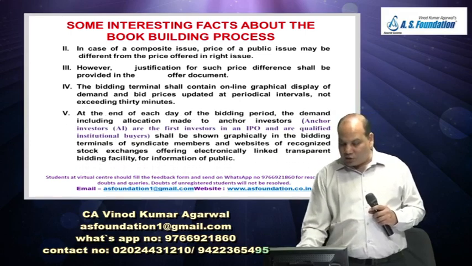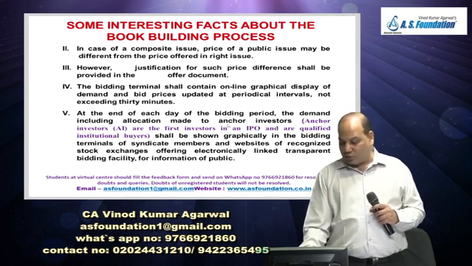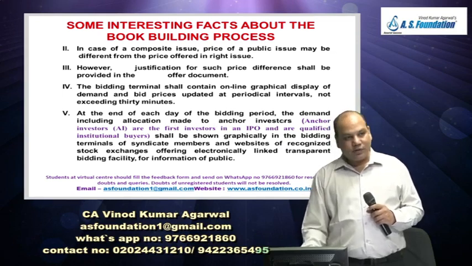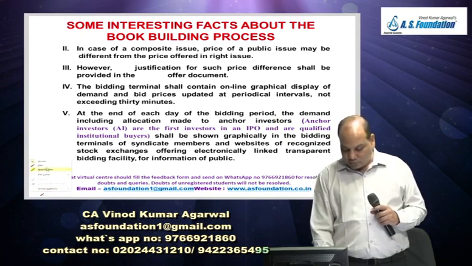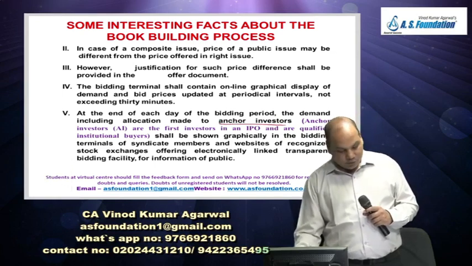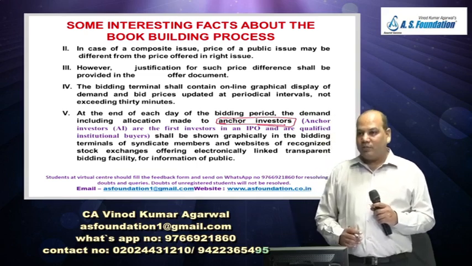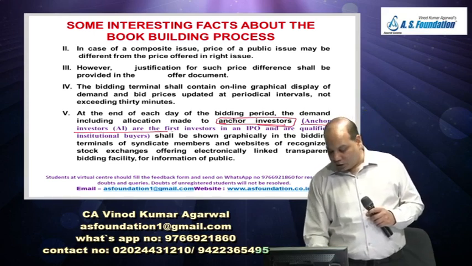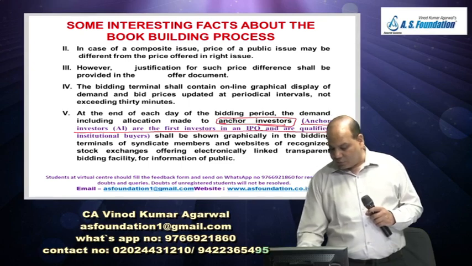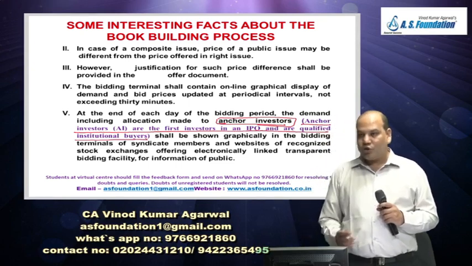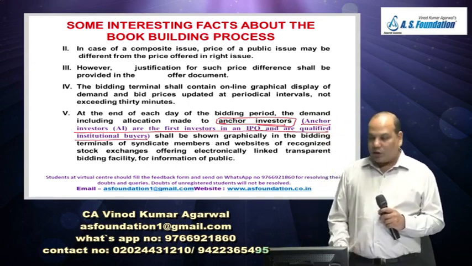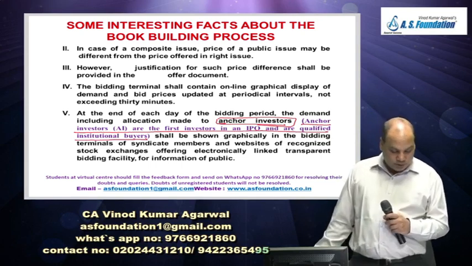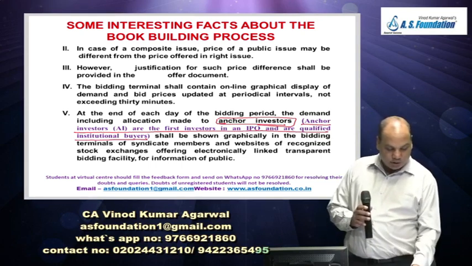At the end of each day of the bidding period, the demand including allocation made to anchor investor. Underline. There is a paragraph on the next page about anchor investor, so we'll discuss in detail that time. For that timing, you write down anchor investors are the first investors in the IPO and are qualified institutional buyers. What I have underlined, you write down if you want, otherwise it will appear in the notes somewhere down the line.